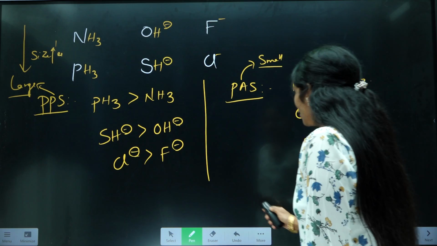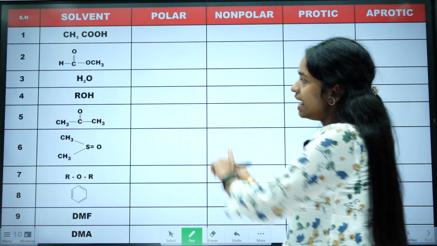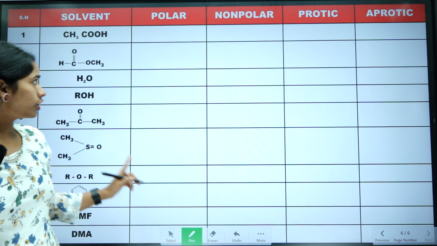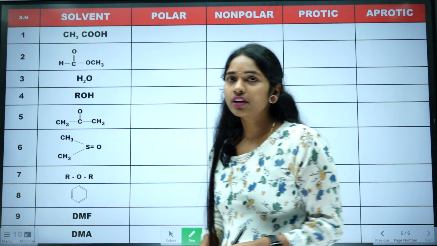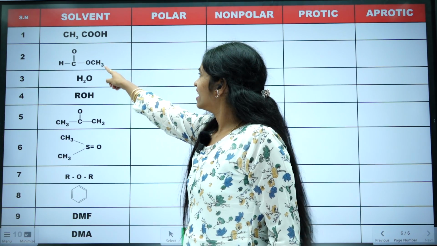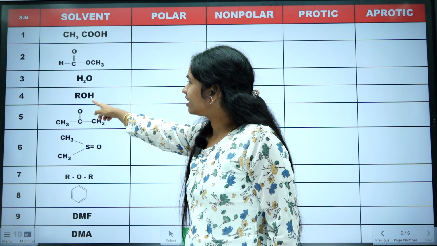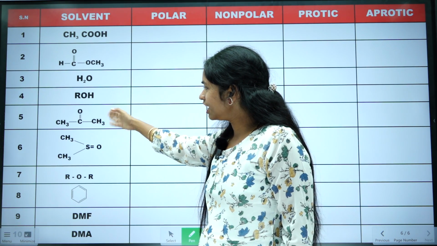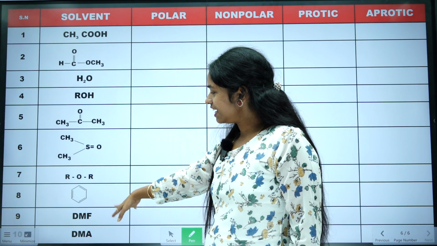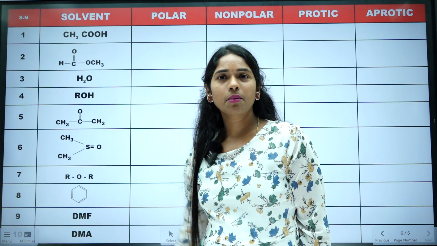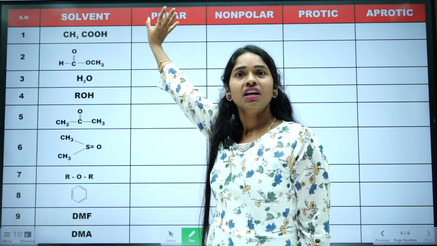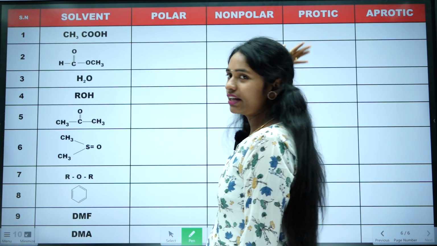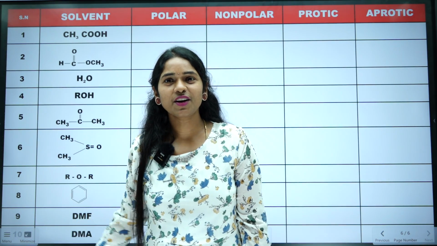Clear? Now I'll give you a test yourself question. Take a screenshot of this and note it down in your book. Find it out: acetic acid, ester, water, alcohol, acetone, ketone, dimethyl sulfoxide, ether, benzene, dimethyl formamide, dimethyl acetamide, methyl formate, ester. These all examples, which category, you just try it. In the next video, I'll give you the solution.